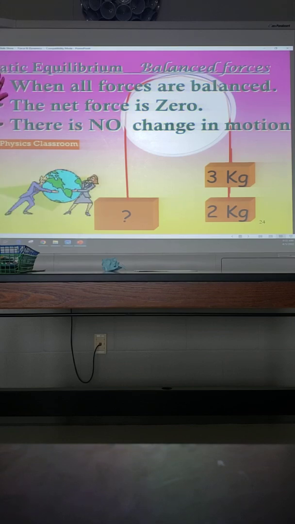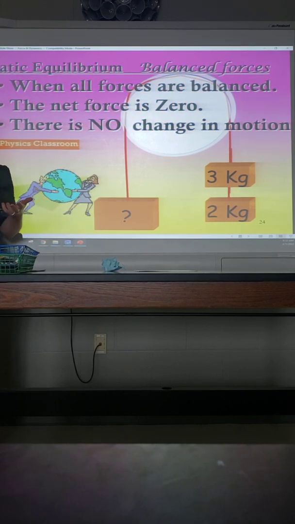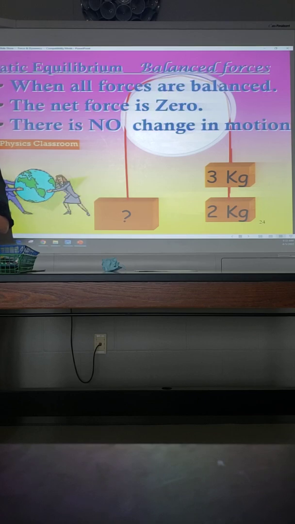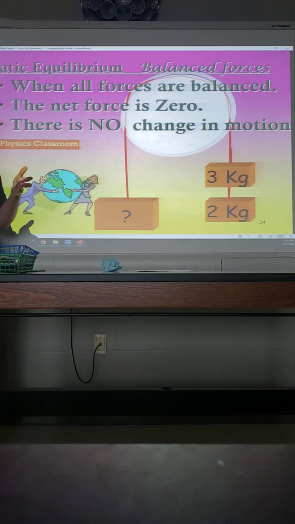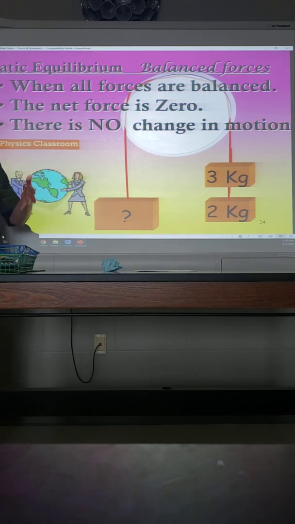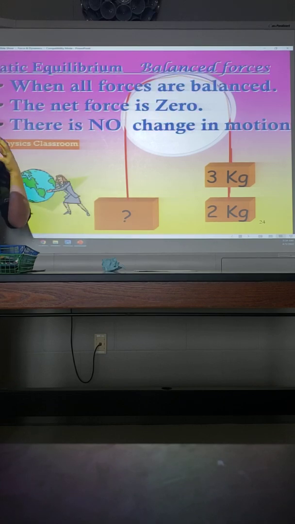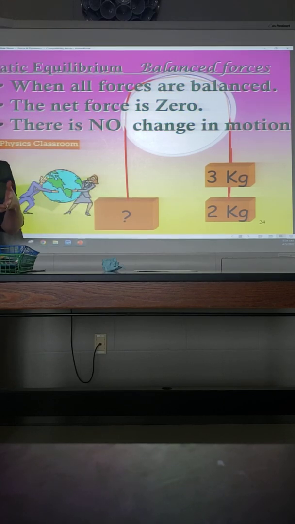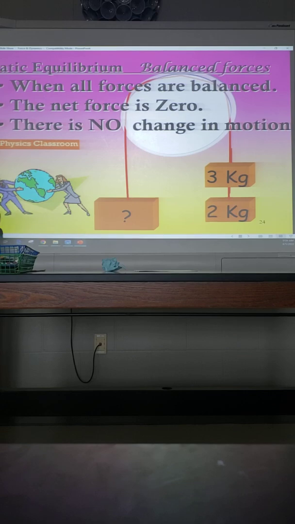Here's that static word again. Static meaning not changing. Static equilibrium is where you have balanced forces, meaning they're not changing or making any difference in their motion. So if they're not moving, they're going to stay not moving. If they're moving, they're going to stay at that cruise control speed and have no acceleration. They're going to just stay nice and steady. And we call that a static equilibrium.